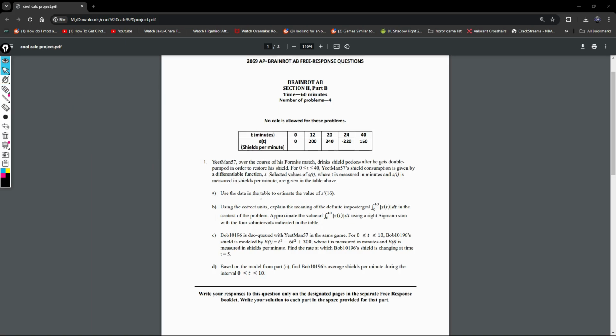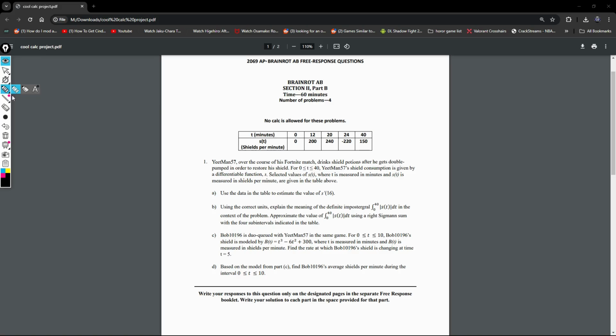Okay, let's move on. B. Using correct units, explain the meaning of the definite integral from 0 to 40 of the absolute value of S of t dt in the context of the problem. Approximate the value of the integral using a right Riemann sum with the 4 subintervals indicated in the table.